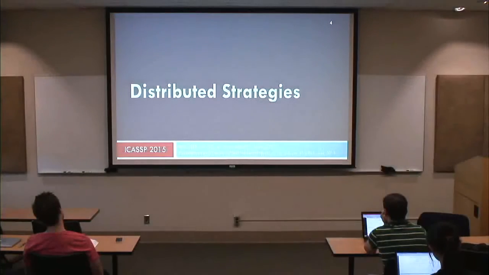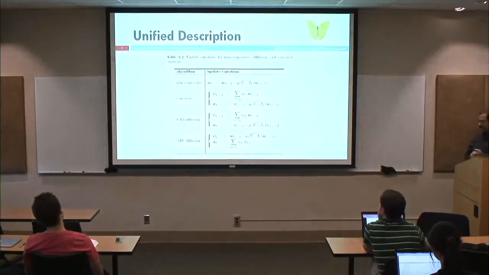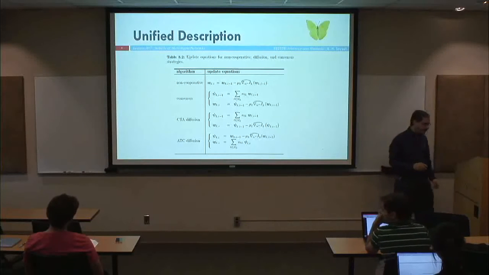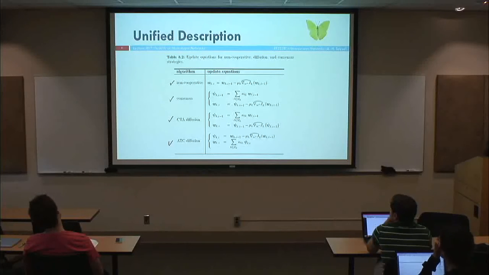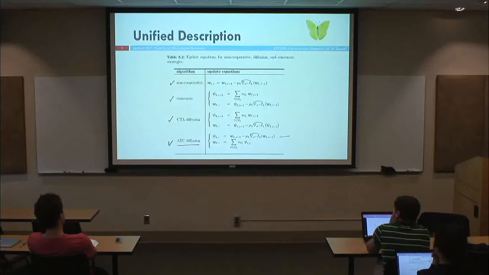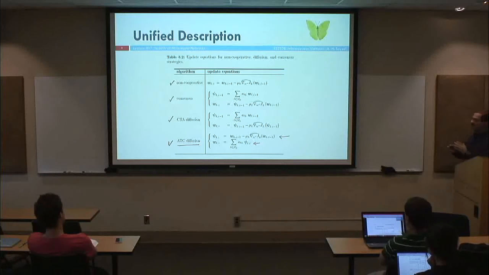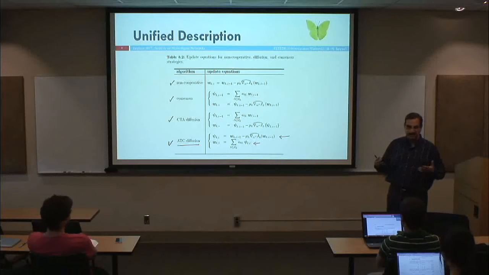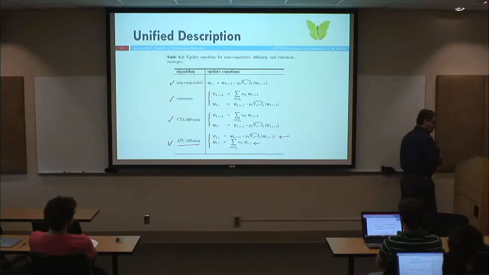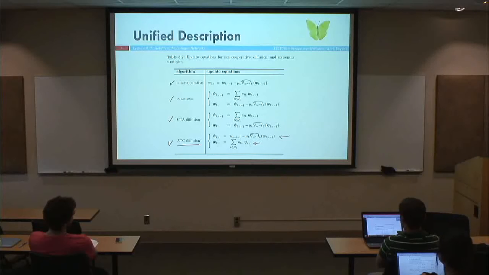Okay? So let me first remind you of what we talked about last time, right? So last time I introduced a summary of the strategies that we are considering, for example, non-cooperative, consensus, and diffusion forms, right? So for example, in ATC diffusion, you have an adaptation step followed by a combination step. And in all of these implementations, you are using the approximate gradient vector because we are interested in stochastic approximation implementations. Fine. So these are the classes of algorithms we are interested in.